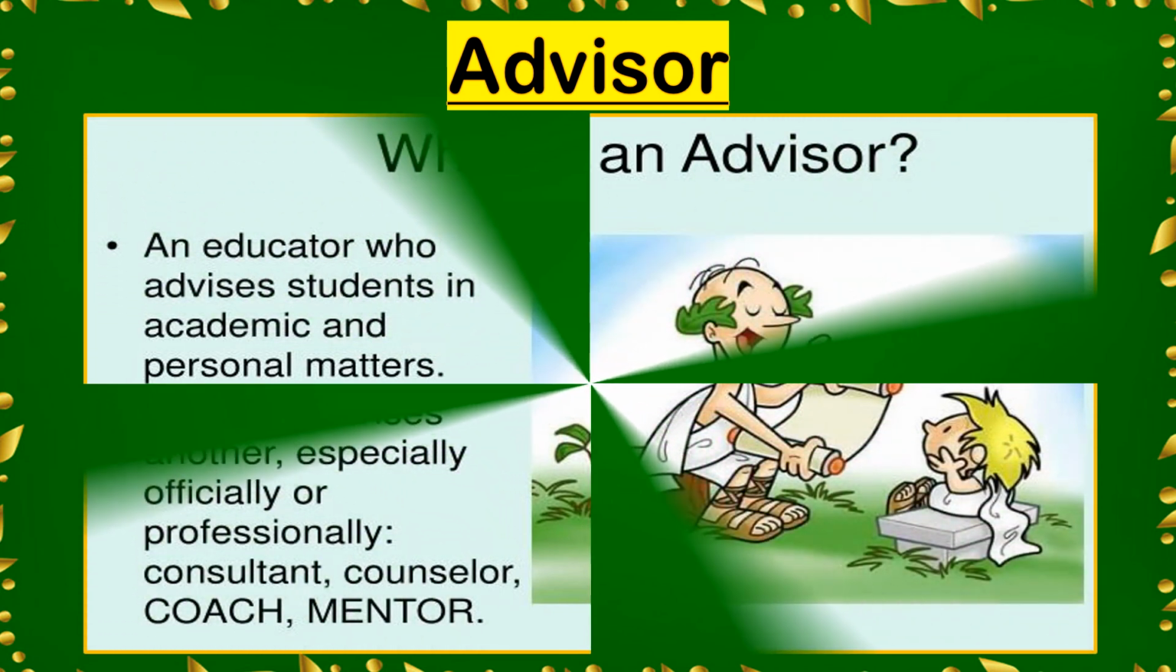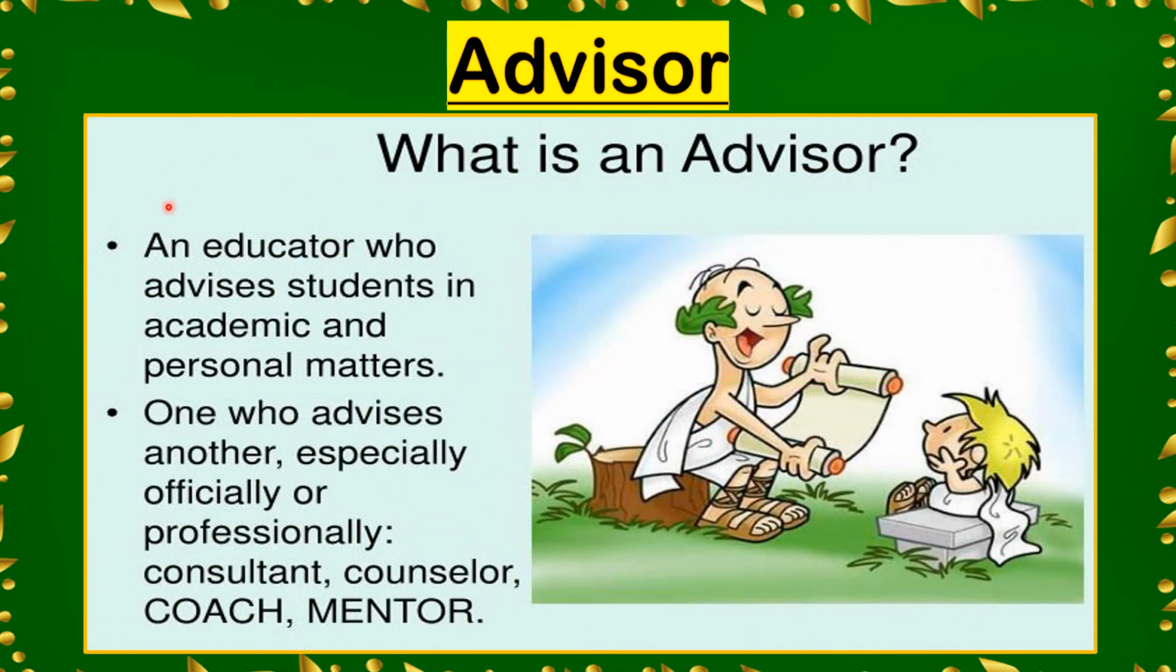Now, class, talking about advice, what do you call a person who gives us advice? This person is called an advisor. What is an advisor? An educator who advises students in academic and personal matters. One who advises another, especially officially or professionally. Consultant, counselor, coach, or mentor. An advisor is a person who helps and guides us in the things that we want to do and the things that matter, who also helps us in solving problems.